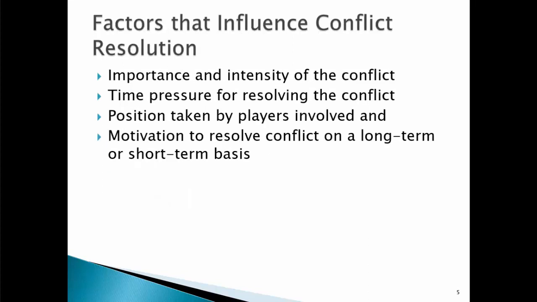The different factors that influence conflict resolution are the importance and intensity of the conflict, the time pressure for resolving the conflict, the position taken by players involved, and motivation to resolve conflict on a long-term or short-term basis.